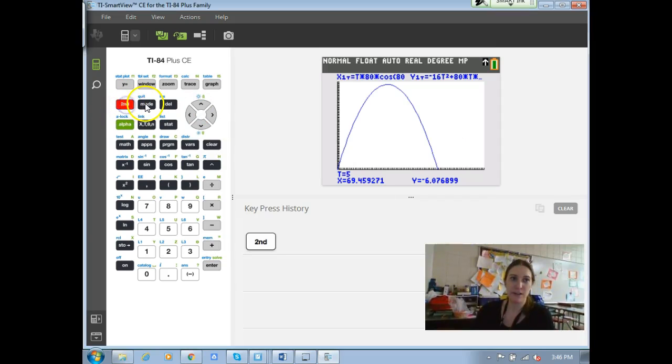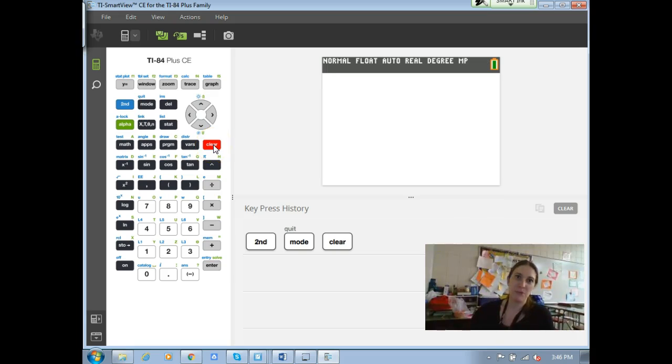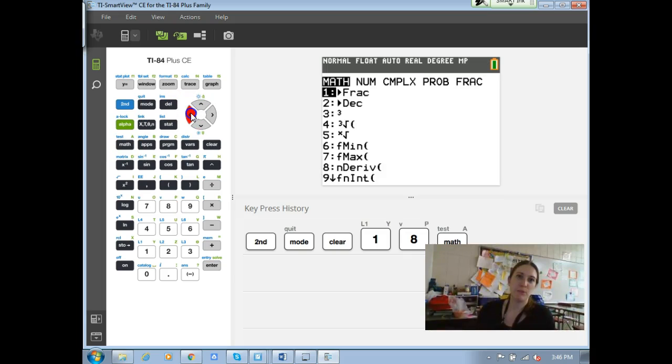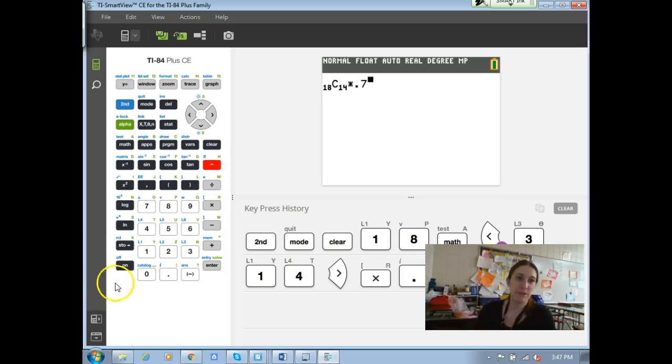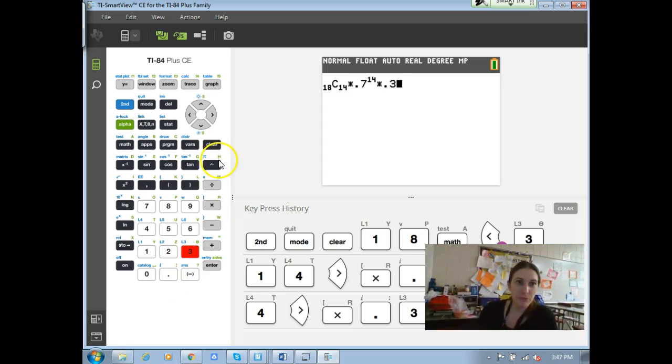Not graphing anything today. Going back and typing in what we just had, that combination formula: it was 18 combinations, so grab the probability combinations feature, 14, times, going off memory, I think it was 0.7 to the 14th power, get out of the exponent, times 0.3 to the 4th power. Yes, we get 0.168. A bit of an irritating formula, right?